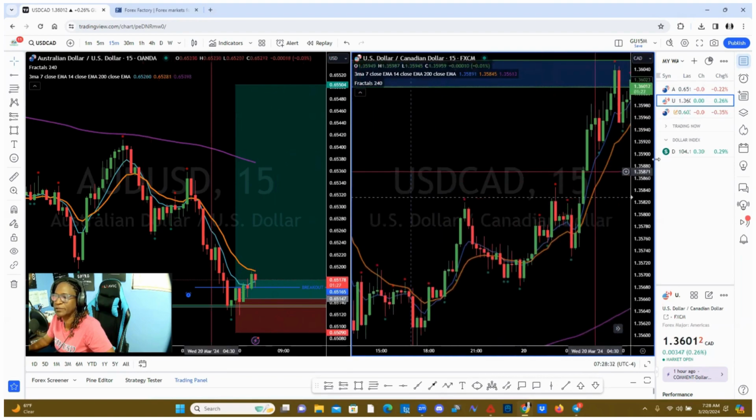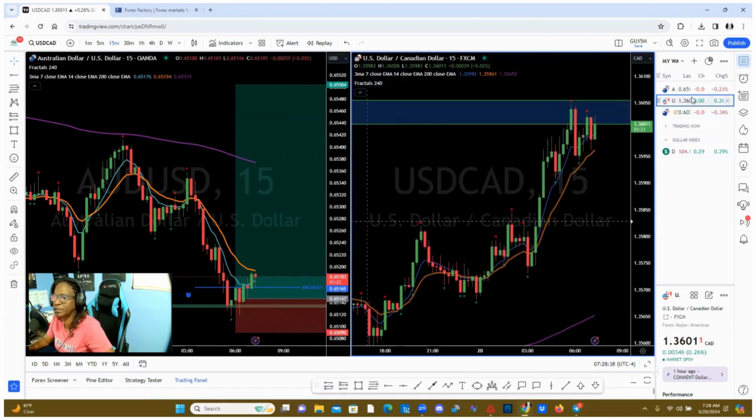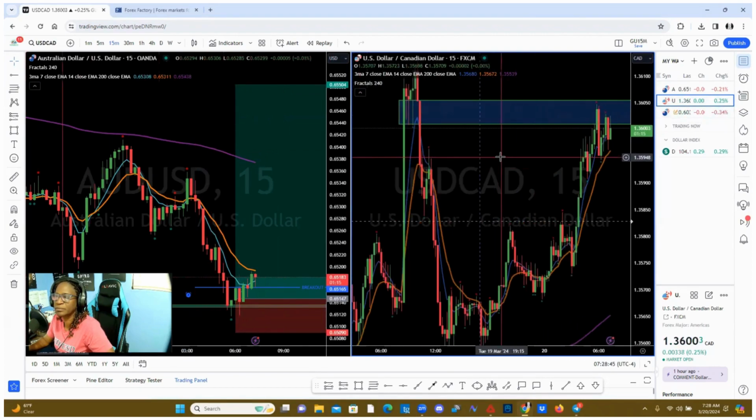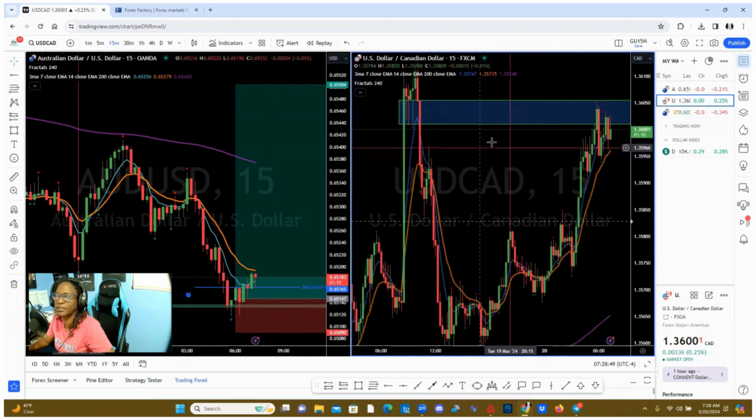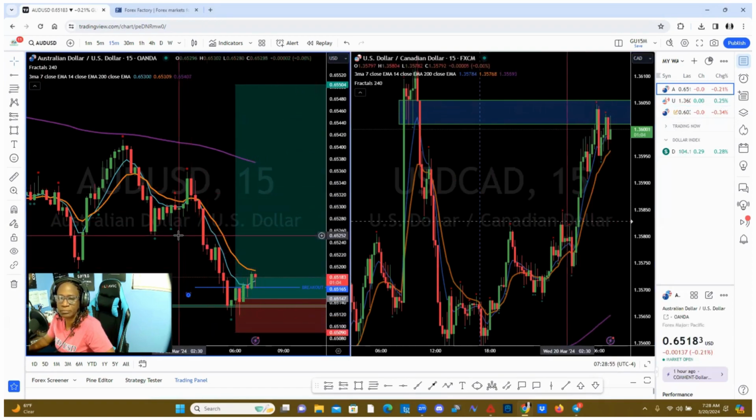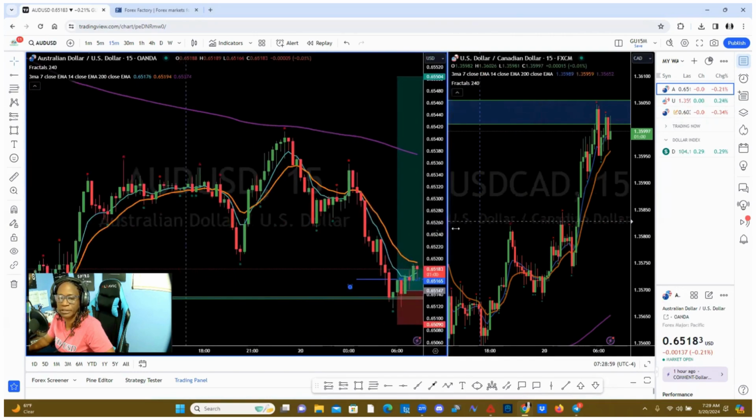Basically, I trade 3 pairs: AUD USD, the New Zealand dollar, and now and then USDCAD, mainly AUD USD and USDCAD. So this morning I'm looking at the AUD, USDCAD, and Zealand. All three of them have great setups. Let me just do this real quickly. Let me start with the AUD USD this morning.